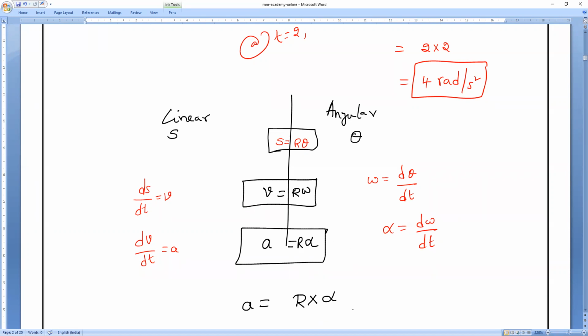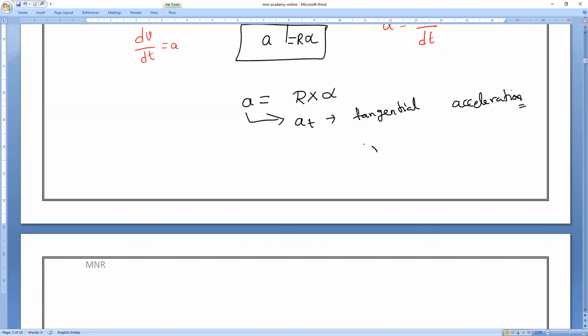Angular acceleration. Whenever I say linear acceleration, keep it in mind that it is the tangential acceleration, because linear acceleration means this only. At every point, wherever it is present, with velocity along the tangent, acceleration along the tangent only is what we call linear acceleration. Am I right or wrong, everybody?